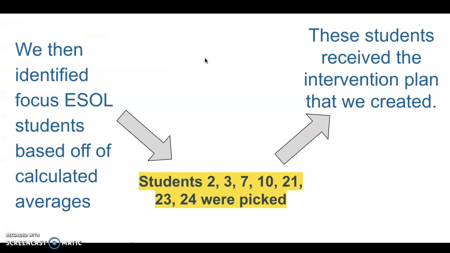We then identified our focus ESOL students based off of the calculated averages. Students 2, 3, 7, 10, 21, 23, and 24 were picked. These students received the intervention plan that we created. We looked at the table and picked students who scored low on the 3 objectives. We decided that they would become our ESOL students, since at the start we worked with my real population. They got the instruction that we made in our Team 4 data action plan.